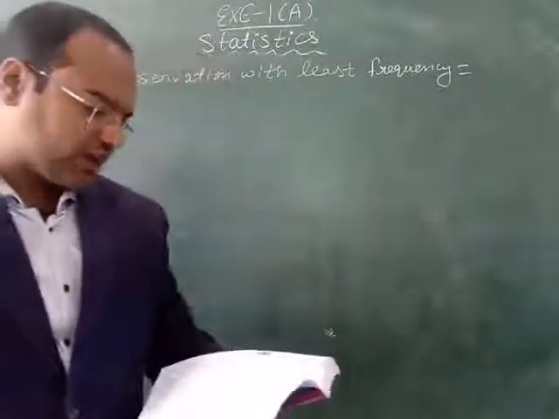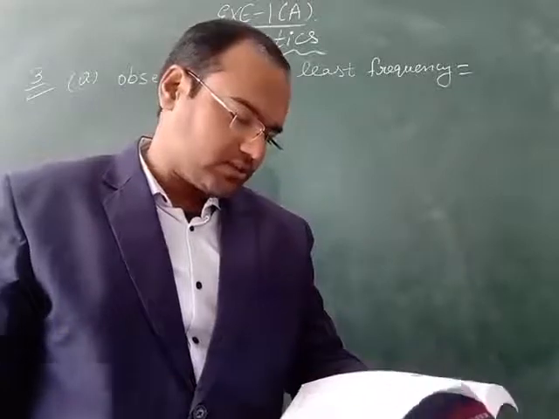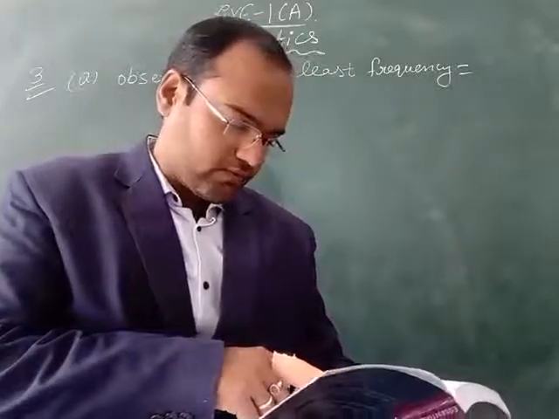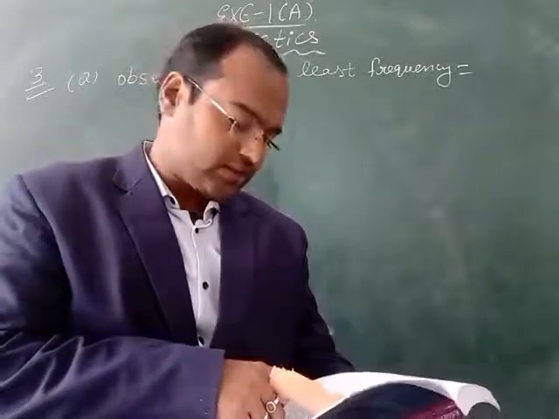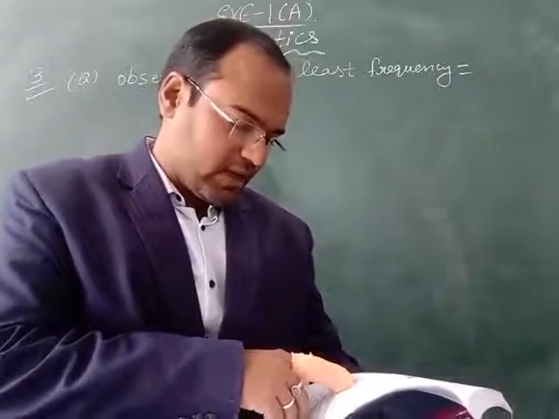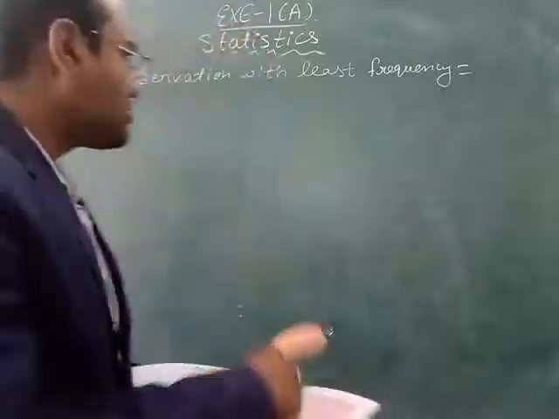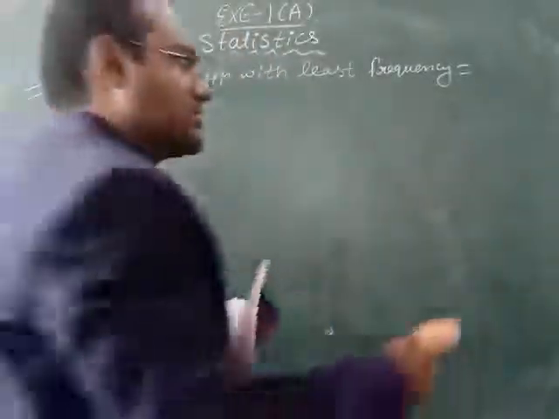We have to check that number which is coming a minimum number of times, very few times. If we check here, how many times is 6 coming? 1, 2, 3, 4, 5 times. 6 is coming 5 times. 8 also, we will count how many times this 8 is coming. 8 is coming only one time. So the observation with the least frequency is 8.